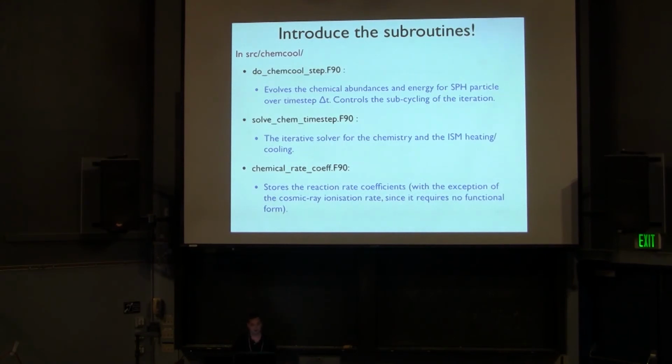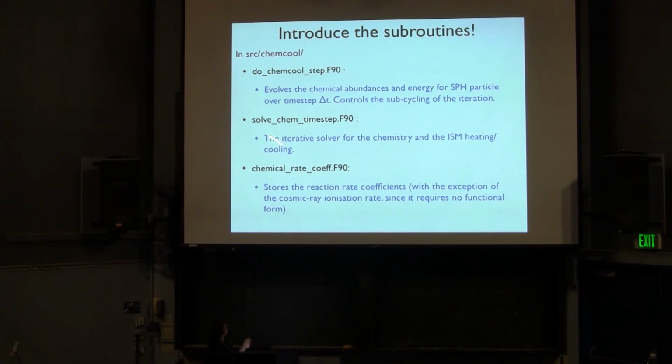Okay. So just to introduce the subroutines so you can see them if you've been playing around with the Git repository. If you change to the chemistry branch, you'll find that you have this extra subdirectory called chemcool, which has a bunch of subroutines in it. The top one, the first one, is do_chemcool_step, which is the interface between SPH and the Gauss-Seidel iteration for the chemical reaction networks. It controls the subcycling for you. You just pass it a time step dt. It will do what it needs to get through to time step dt, and then return the new abundances, the new energy, and also the rate of the energy change over that time step.